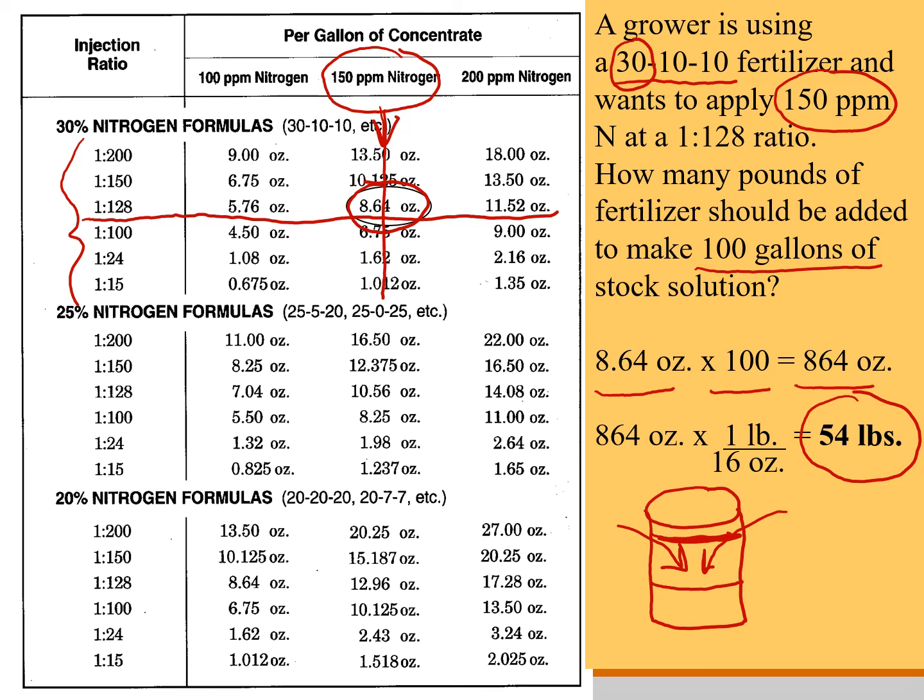And when I inject that at the 1 to 128 dilution ratio, coming out of the end of the hose is going to be 150 parts per million of nitrogen, which is the desired rate that I said I wanted in the question. So the tables make life much easier. There are ways to calculate this without the tables, but the tables are ubiquitous. They're all over the internet, and they're probably going to be published right on your bag of fertilizer. So that's going to help you. But I think you need to understand that the table is kind of juggling those four variables that we just discussed earlier.